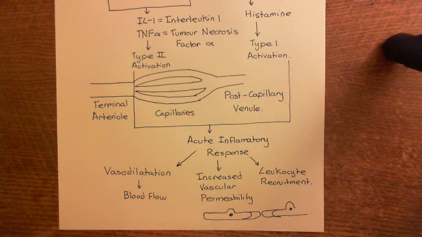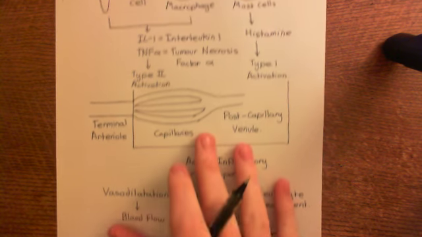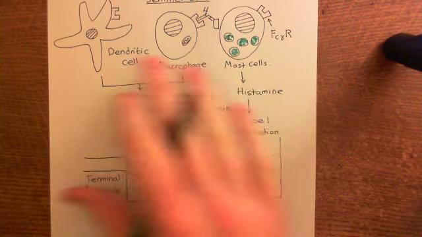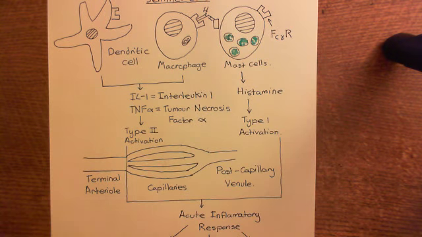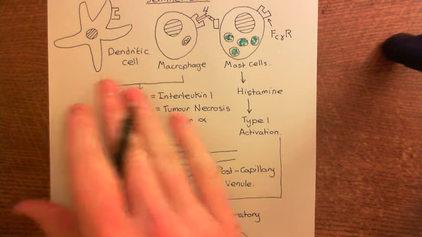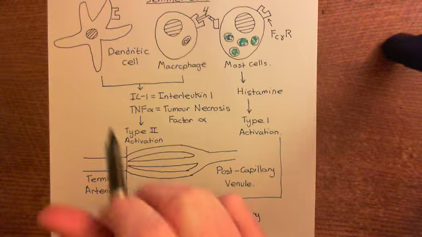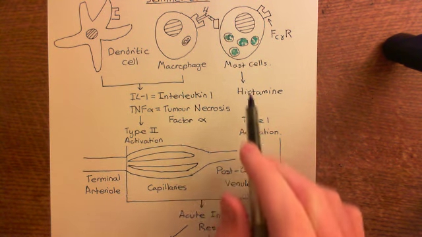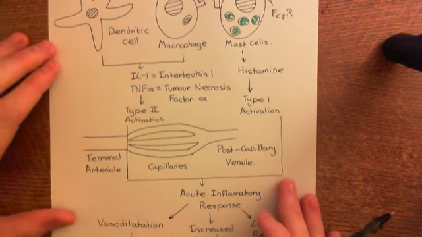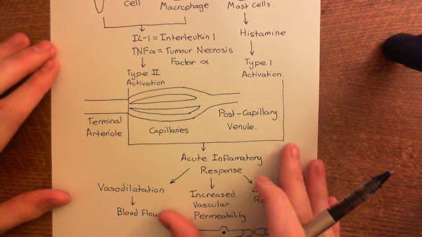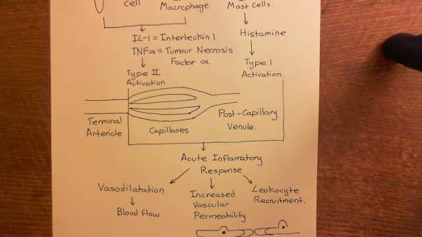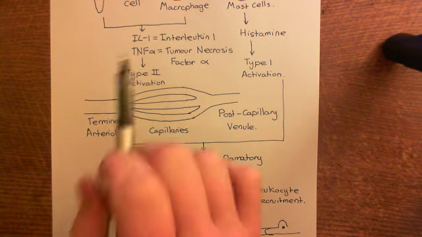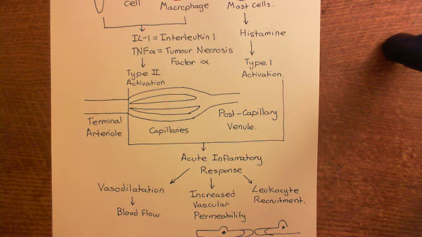Okay, right. So what happens then is that these immune complexes bind to Fc gamma Rs on the surface of sentinel cells, and this activates the sentinel cells, which include dendritic cells, macrophages, and mast cells. When activated, dendritic cells and macrophages start producing interleukin-1 and tumor necrosis factor alpha, and mast cells degranulate and release histamine. Now histamine will diffuse over to the endothelial cells of the local blood vessels and cause type 1 activation, whereas interleukin-1 and tumor necrosis factor alpha will diffuse and cause type 2 activation.